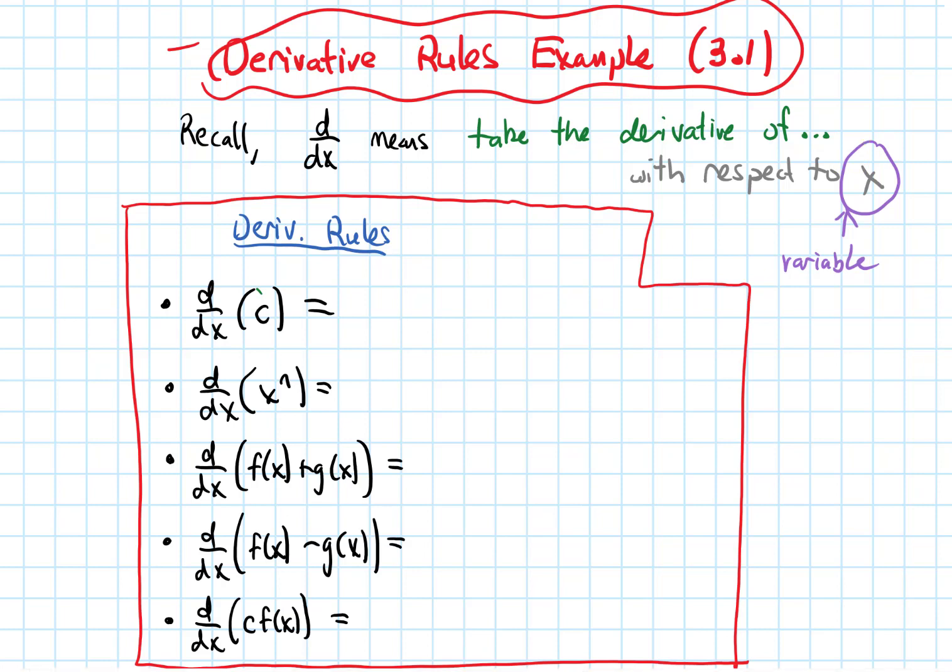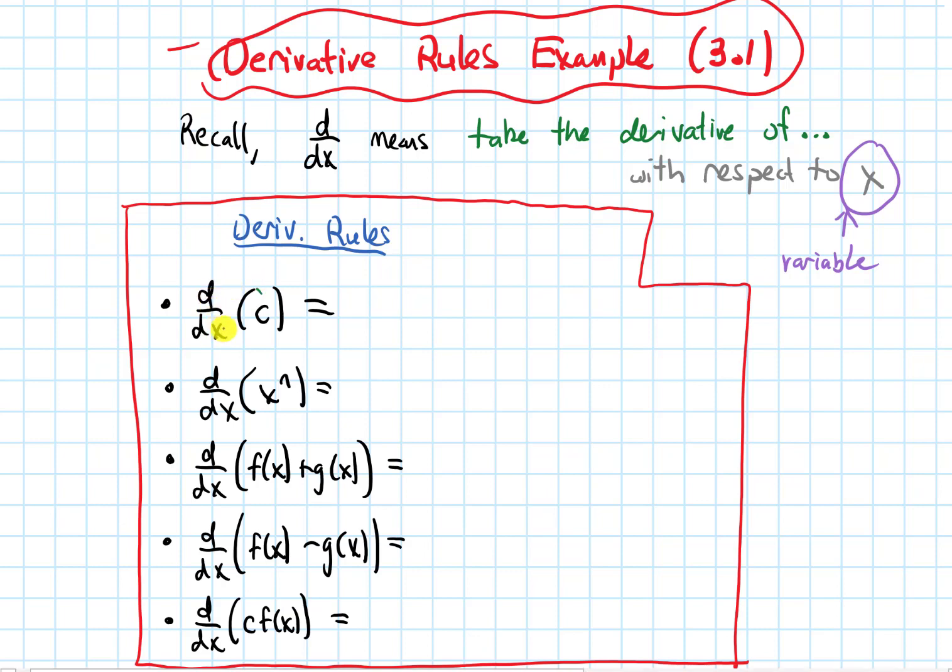So for right now, for our purposes, the variable will always be clear from the context. There are situations where you can have a function with many variables in it, and that's the basis of multivariable calculus. And there, we have to be a little bit more careful when we talk about what variable we're taking the derivative with respect to. All right, so let's review some derivative rules.